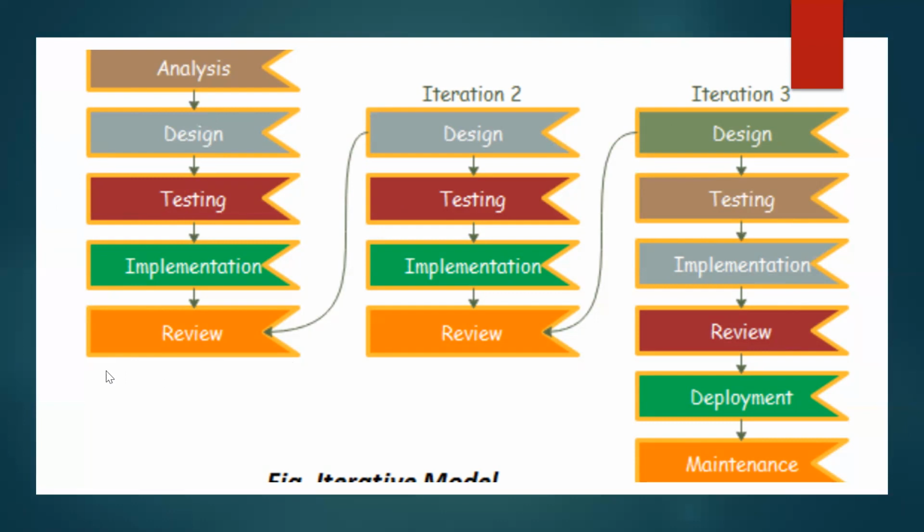Once this is done, in review we will get a working application. After this, the second iteration will start, in which again we will design and fix the previous bugs, then again testing, then implementation, then again review. So here we can have multiple iterations: analysis, design, testing, implementation, review. Again after that, design, testing, implementation, review. Then again design, testing, implementation, review of the same application. Then deployment, then maintenance. It will go to the customer.